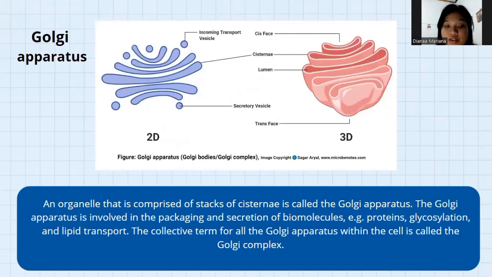Golgi apparatus. An organelle that is composed of stacks of cisternae is called the Golgi apparatus. The Golgi apparatus is involved in the packaging and secretion of biomolecules, e.g., proteins, glycosylation, and lipid transport. The collective term for all the Golgi apparatus within the cell is called the Golgi complex.